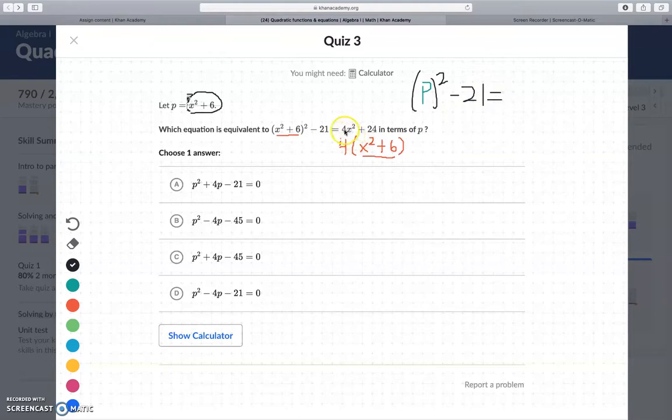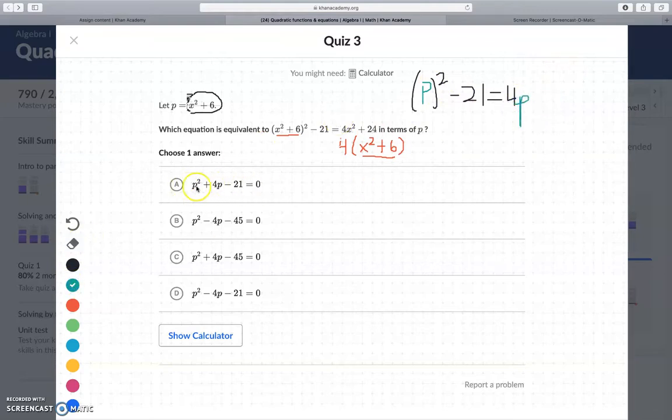equals. Now remember that I rewrote this as 4 times the quantity x squared plus 6, which all of that should be a p. So I have 4 times p. Another way to write that is just 4p. So I'm just going to erase these parentheses here and put the p right next to the 4, so 4p.